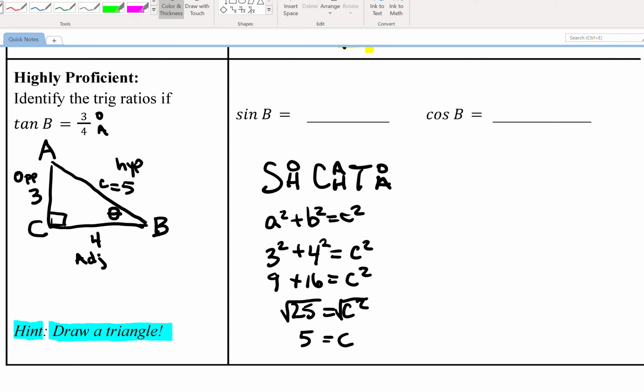Now that we know that that's 5, we can find the sine ratio. So let's see here. The sine is SOH, that's O over H, and that would be 3 over 5. And then the cosine, let's do cosine. That's CAH, and that's A over H, adjacent over the hypotenuse. And so that would be 4 over 5. And there you have it.